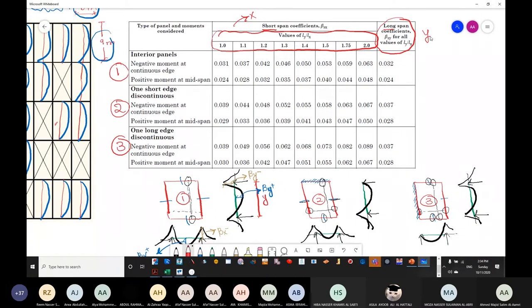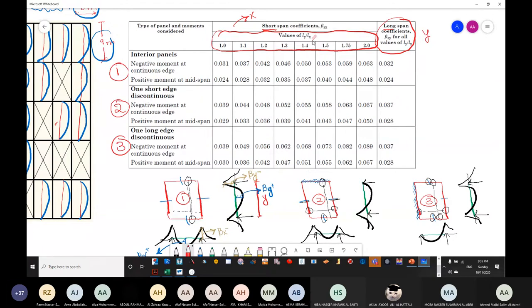Okay, now there are different values here, 1.1, 1.2, 1.3, 1.4, 1.5, up to 2. Now one question I used to ask in the exam: why can we not get a value lesser than 1, and why can we not use this table for a value more than 2? And if a person is following me, he will understand. First thing, we said this value is representing the ratio of Ly over Lx.